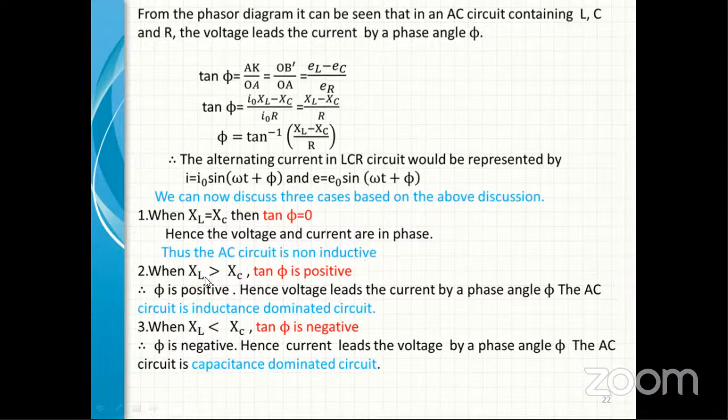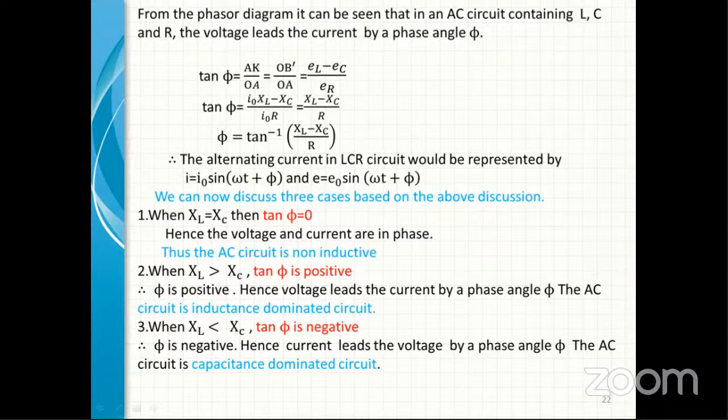If your XL is greater than XC, obviously XL is greater than XC, then there should be a positive term there, that is, your tan phi will be positive. Phi is positive, and hence voltage leads the current by a phase angle phi, and the AC circuit is called the inductance dominated circuit. Why inductance dominating circuit? Because XL is greater than XC. The opposition of the inductance is greater than the opposition of the capacitance, and so the corresponding circuit is called the inductance dominated circuit.